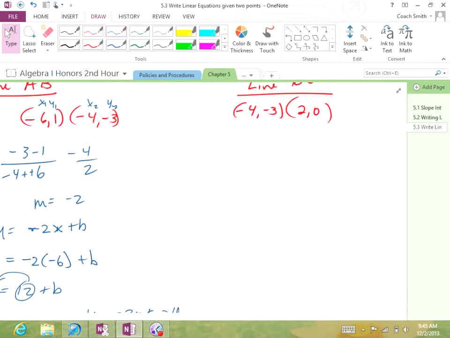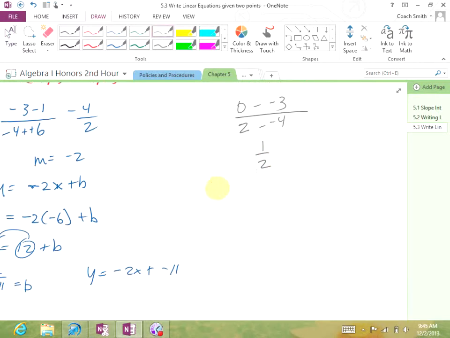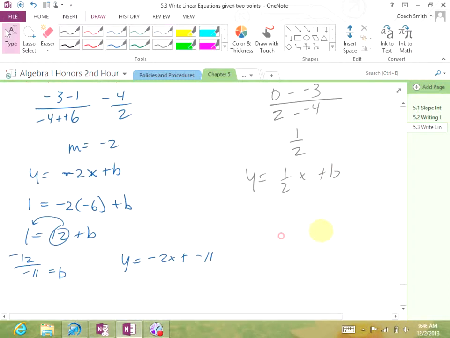Now I've got to do the same thing on this one. x1, y1, x2, y2. That gives me 0 minus negative 3 on top and 2 minus negative 4 on bottom, and that is equal to 1/2. So that gives me y is equal to 1/2 x plus b. Now I can stop there.